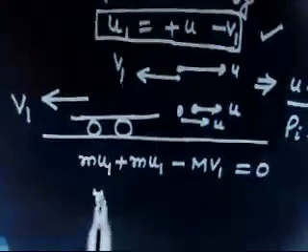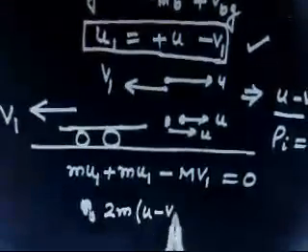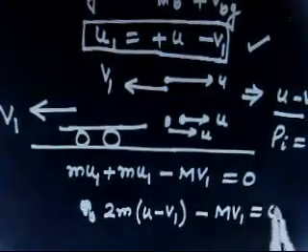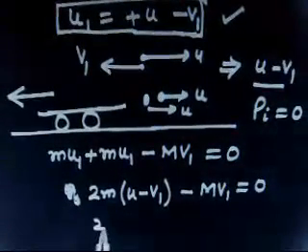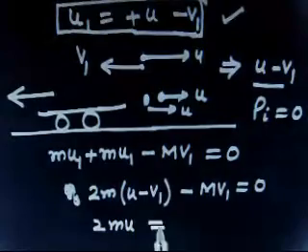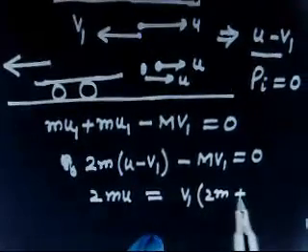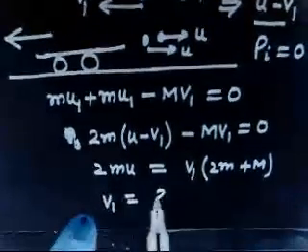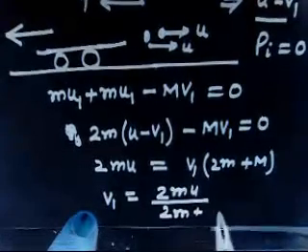So we will have, let us plug 2m, and what is the value of u1? u1 is u minus v1. So this is 2m times (u minus v1) minus M times v1, equals 0. Are you getting? And if I solve for v1, we will have 2mu equals v1 times (2m plus M). So v1 is 2mu divided by 2m plus capital M.